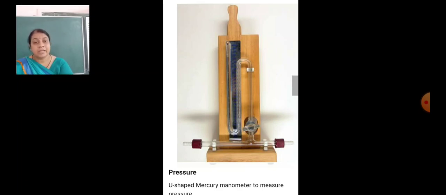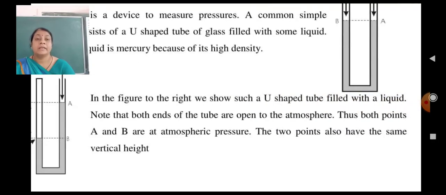Now the next question arises: how can we measure the pressure? Pressure can be measured by a U-shaped mercury manometer. Is it on your screen? It is a manometer, the instrument which is used to measure pressure. Now how does it work? Manometer is a device to measure pressure.